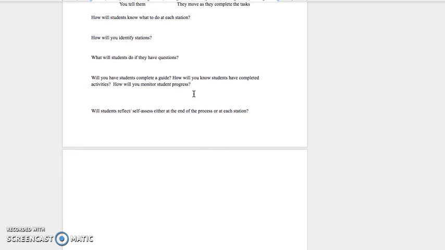Another important factor is having a student guide. I always have something that students do before and during the station so that there's some accountability for the work that they have completed. And lastly, I always consider the question, will students reflect or self-assess at the end of the station process?